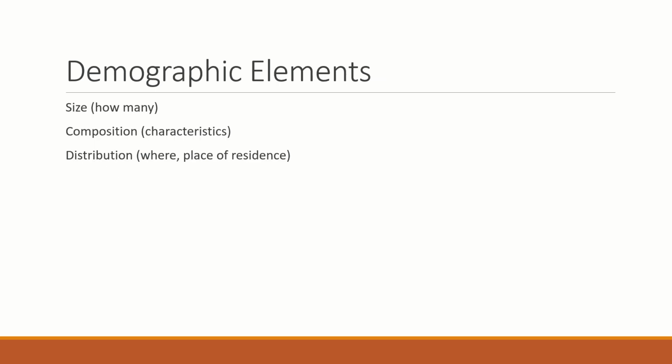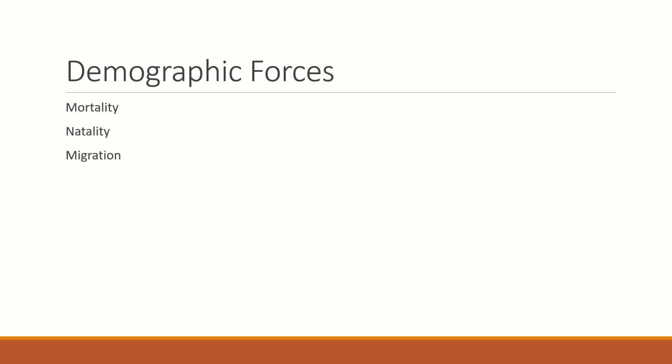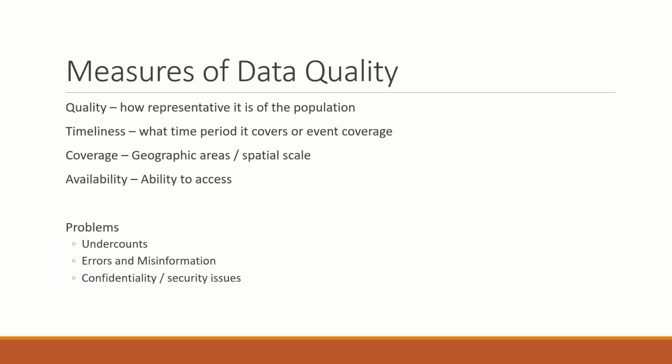The demographic elements that we need to focus on as geographers, as analysts, are the size, how many of a population, what characterizes the population, in other words, the composition, how diverse is it, and in what ways, and where is it distributed, the places of residence, and so on. Some of the primary themes we'll be discussing are mortality, natality or births, and migration. So let's start with the measures of data quality.